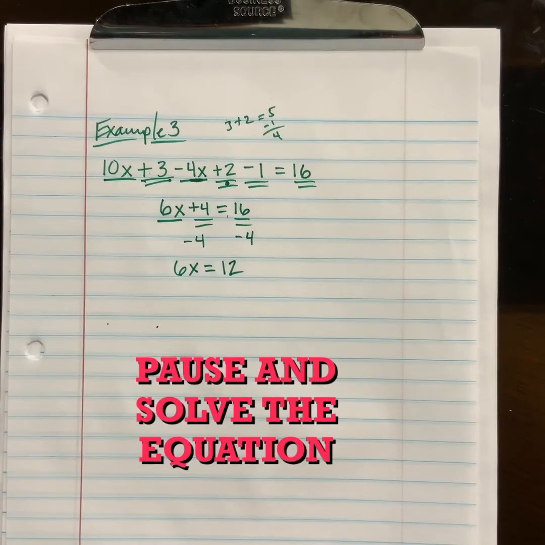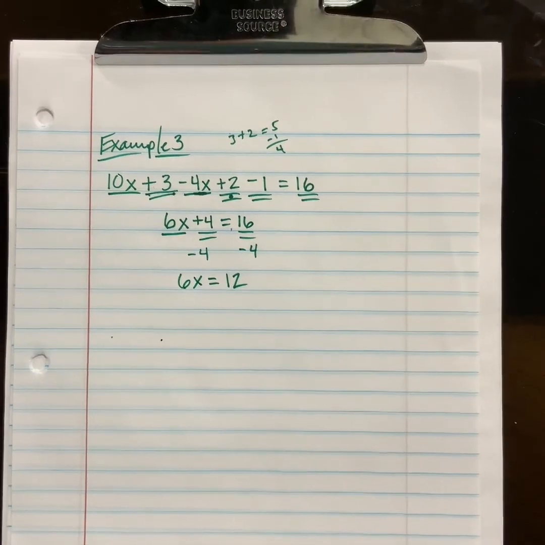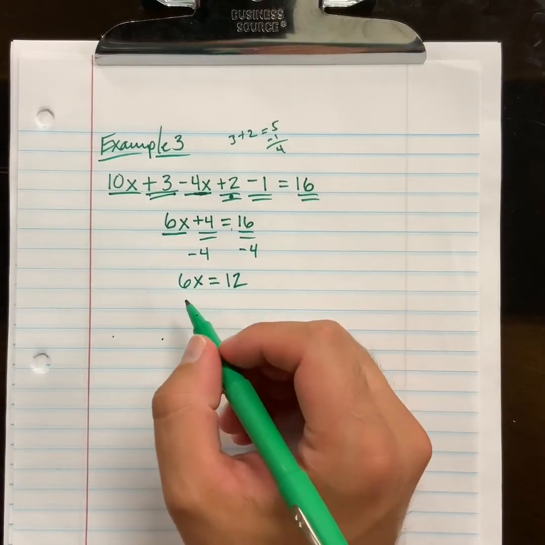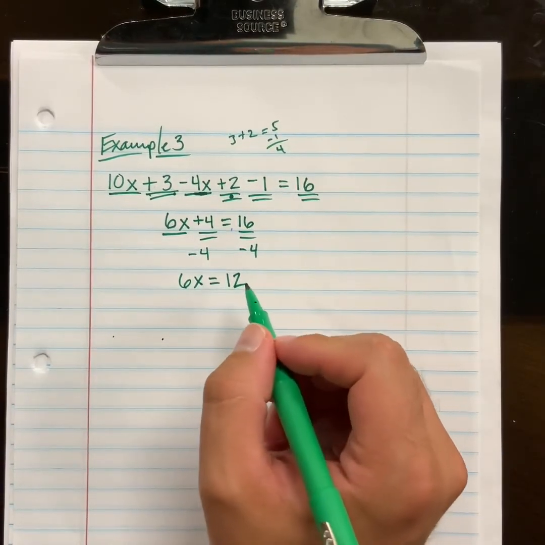And if you want to go ahead and try to solve this equation, you can. I'm going to put the answer to this in the next scene. So if you pause this, awesome. Make sure you got your answer handy. All right, let's go ahead. We have 6x is equal to 12.